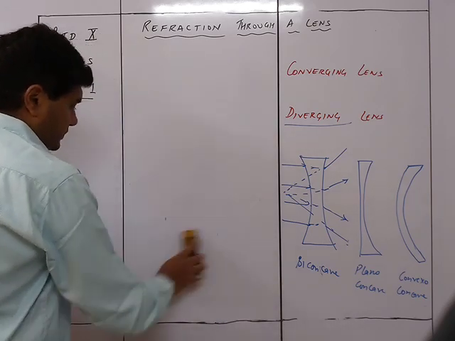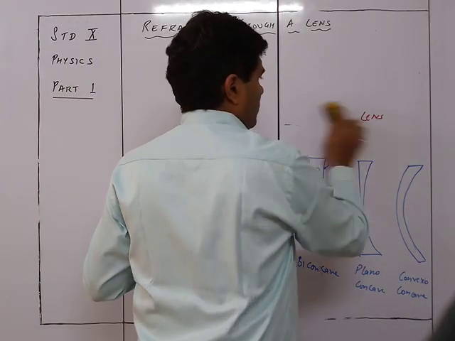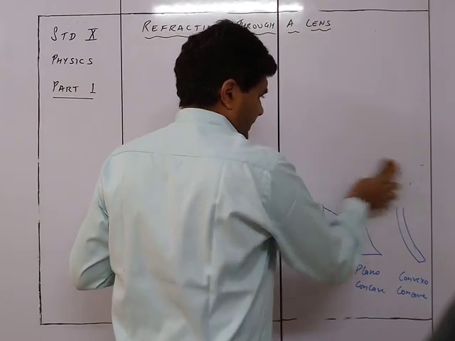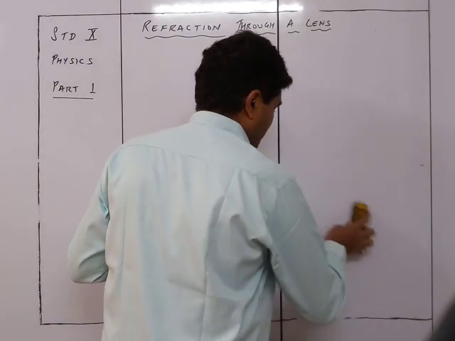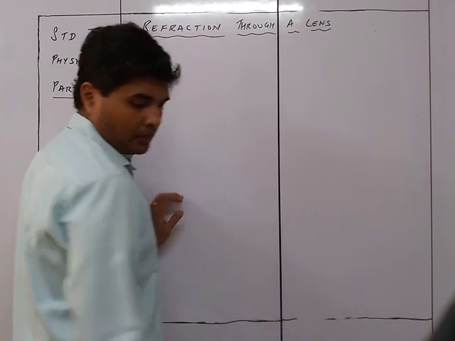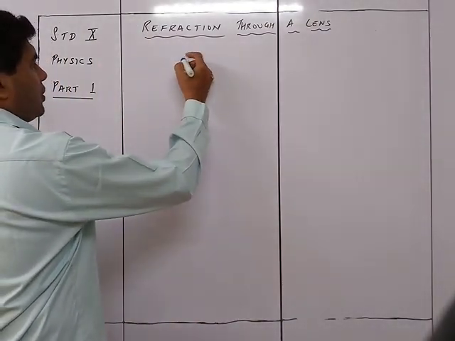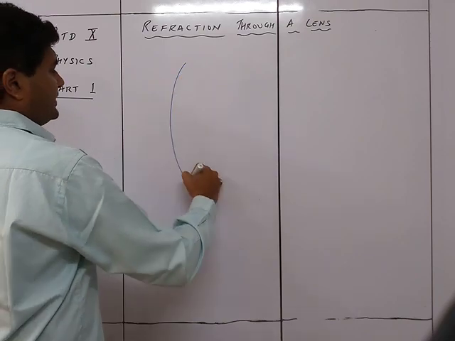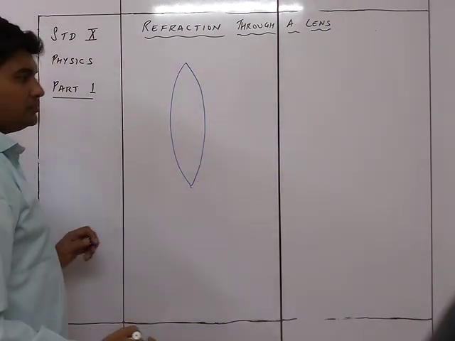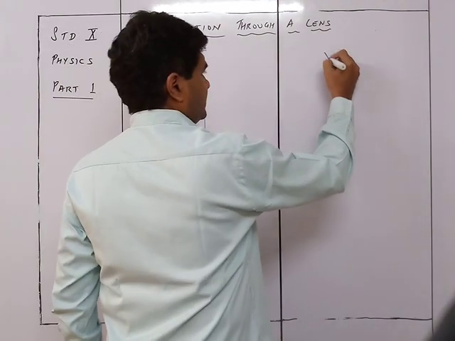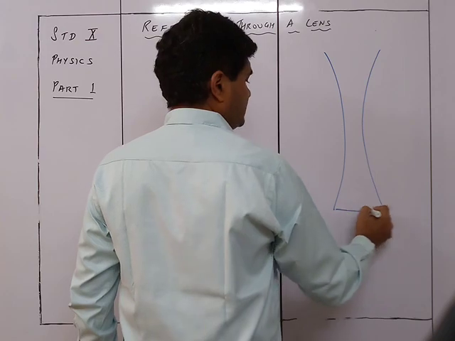So we just understand the basic way the lens is going to refract the light. Accordingly, what we'll do is split the concave and the convex lenses into small pieces. Suppose I have got this convex lens and I have got this as a concave lens.